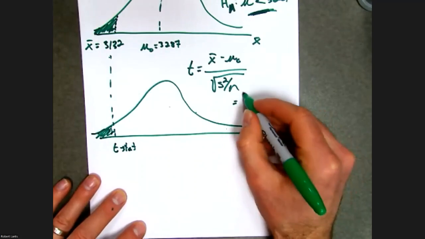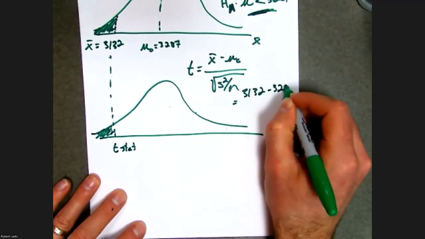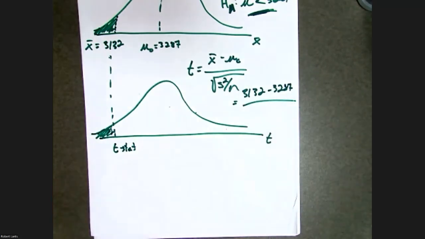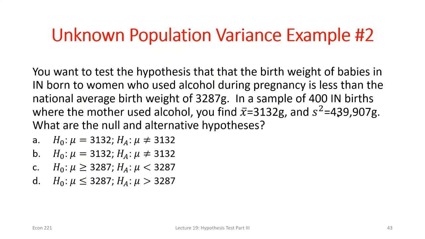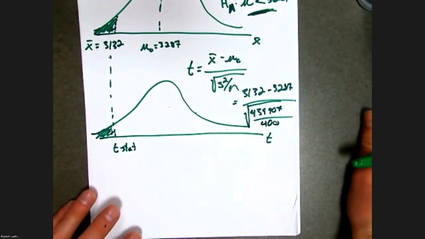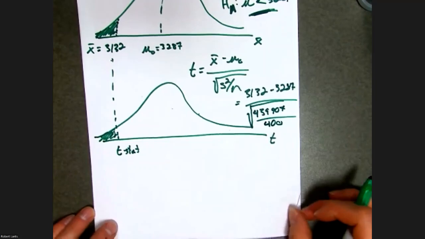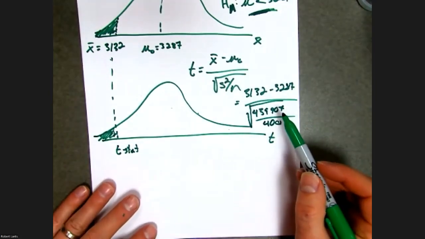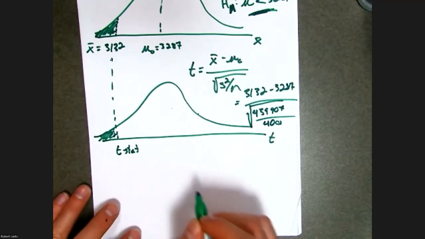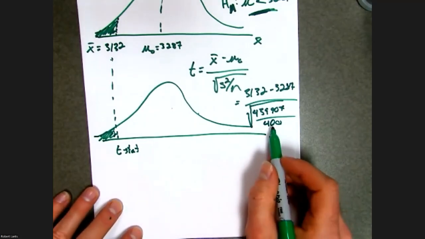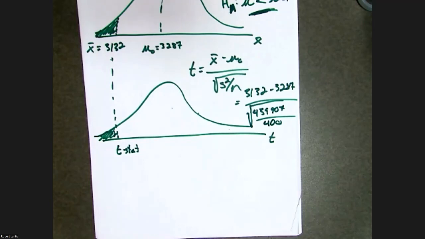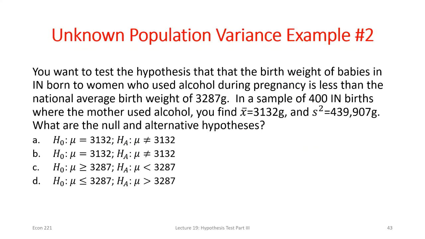So I get what? 3,132 minus 3,287 divided by, I don't recall. So we've got what? 4,000. The variance is 439,907. And then my sample size here was 400 births. Okay, so this is going to be another scenario where we see there are some limitations to the student t table, right? Here, I don't think I wrote down what that test statistic is. Let me see. You plug all those values in.